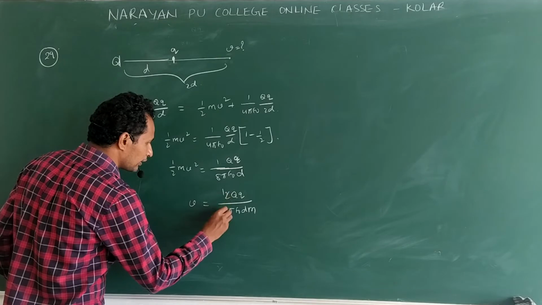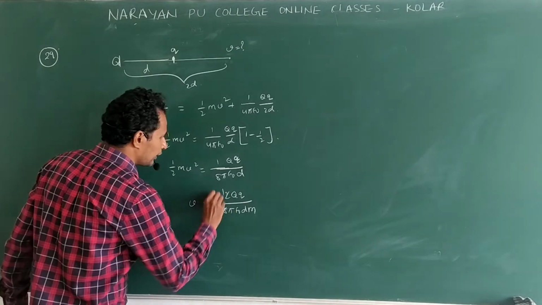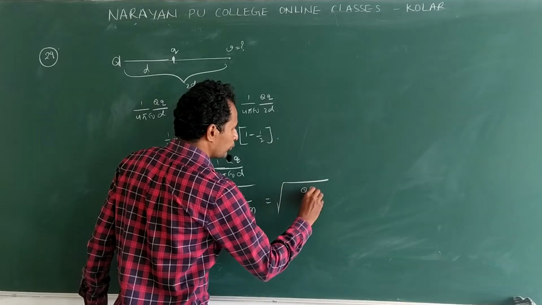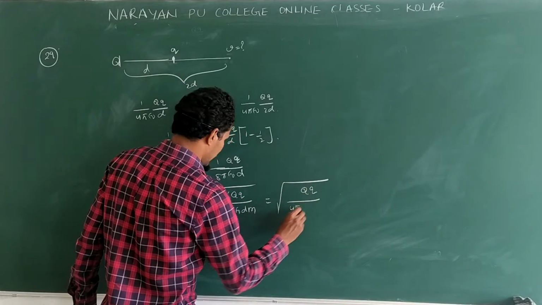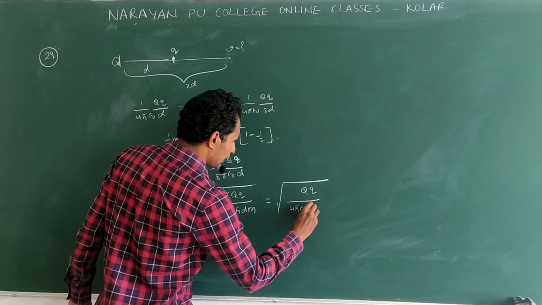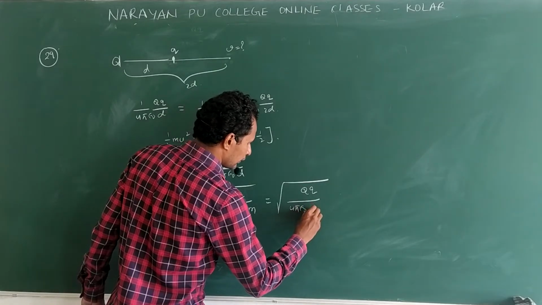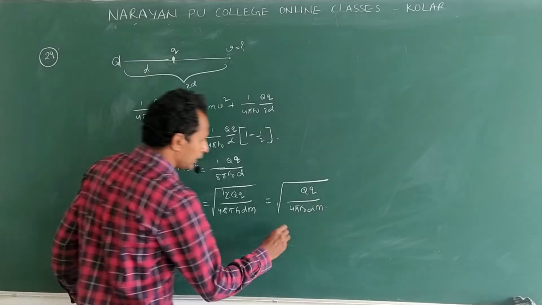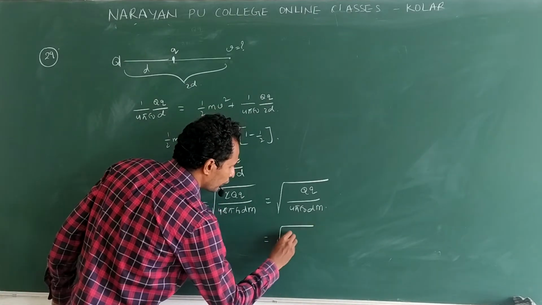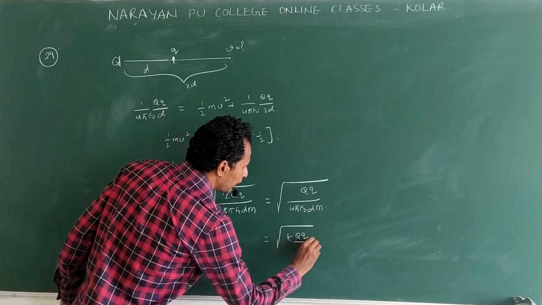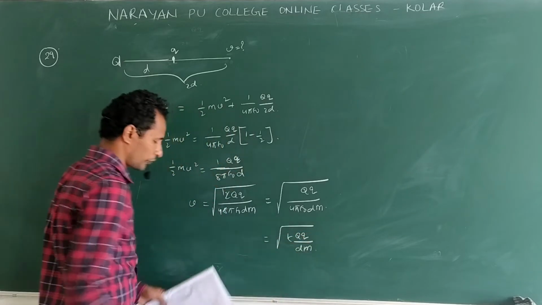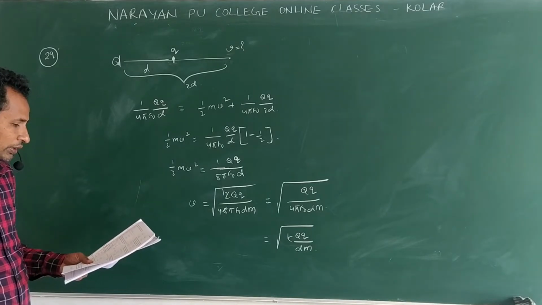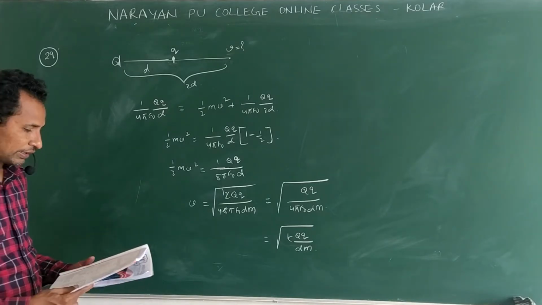If this cancels, this is under root, this will be under root of Qq by 4 pi epsilon naught d m. They are asking 1 by 4 pi epsilon naught as k, and this will be under root of k into Qq by d m. Clear? Option A is correct.